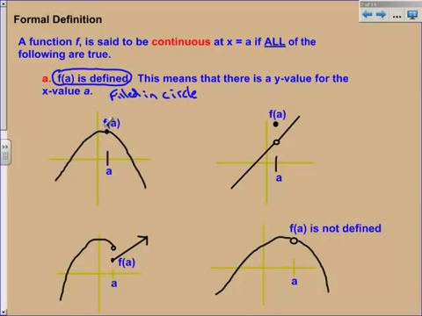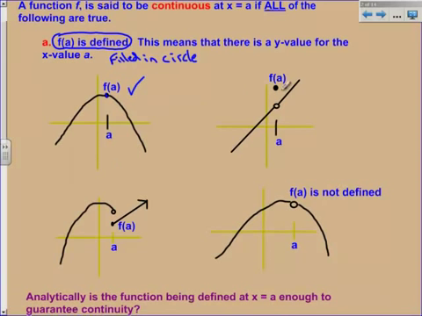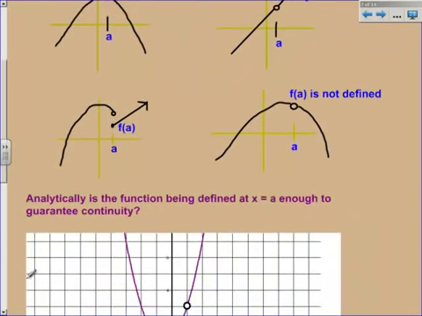Here's a graph. F of a is the y-coordinate at a, and you see there's a filled-in circle, so yes, f of a is defined. The second graph over here, do we have a filled-in circle at a? Yes, we do. It's right up here, so f of a is defined. The third one, do I have a filled-in circle at a? I do. F of a is defined. This fourth one is the example where f of a is not defined. I don't have a filled-in circle anywhere. So here, f of a is not defined.